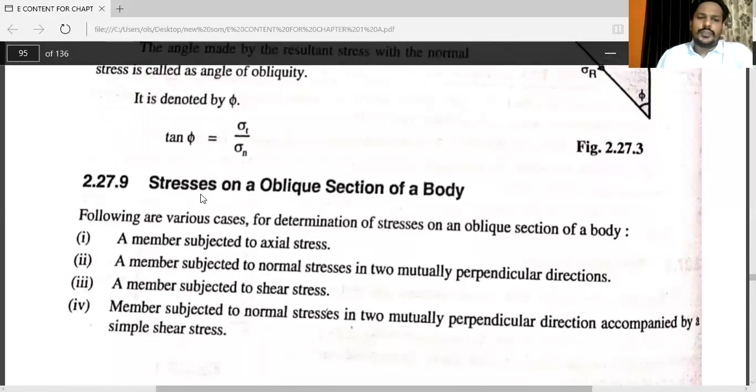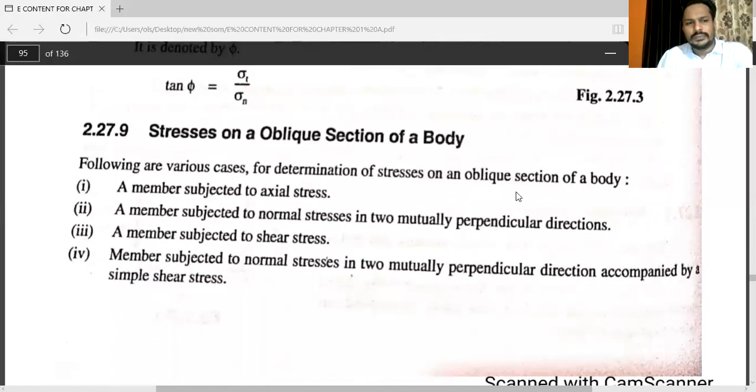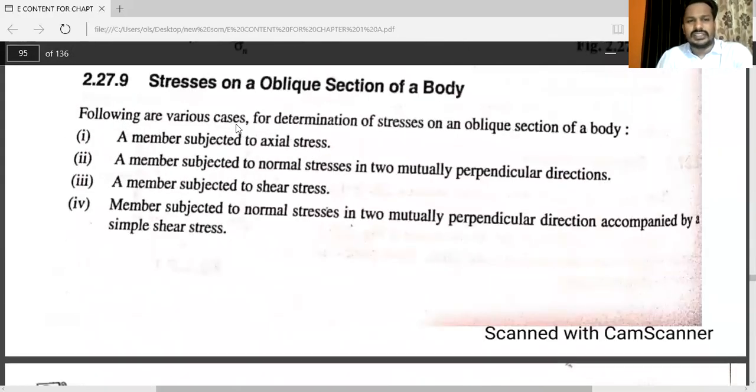See, different stresses on an oblique section of a body. There are some different cases for the determination of stress on the oblique section of a body. The first case is a member subjected to axial stress. Another case, a member subjected to normal stresses in two mutually perpendicular directions. The third one is a member subjected to shear stress. The fourth one, a member subjected to normal stresses in two mutually perpendicular directions accompanied by a simple shear stress.